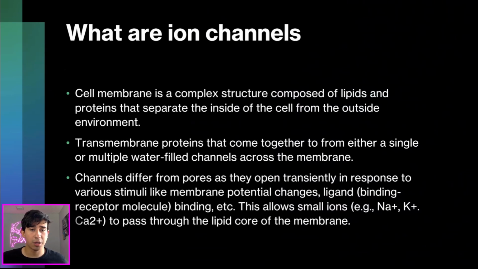Well, to first understand what ion channels are, we first need to understand their location, which is the cell membrane. The cell membrane is a complex structure composed of lipids and proteins that separate the inside of the cell from the outside environment. They're made out of phospholipids, which look like jellyfish. Think of a round head with two tails coming out of it. These tails are fatty acids. The head is hydrophilic, which means it likes to be around water, while the tails are hydrophobic, which means they do not want to be around water.